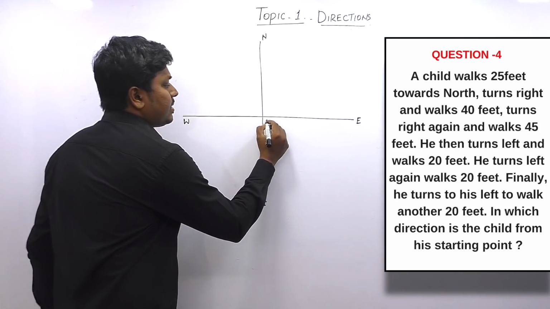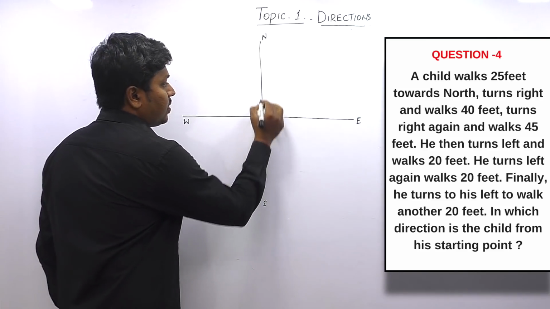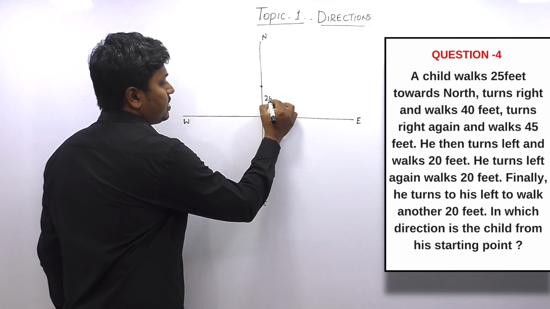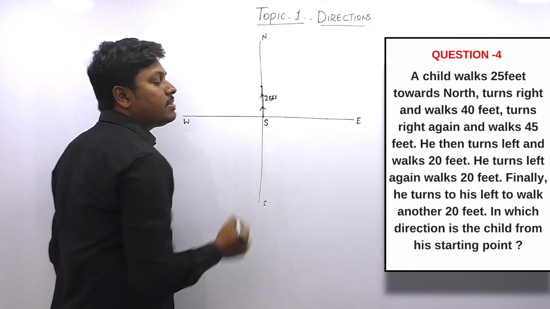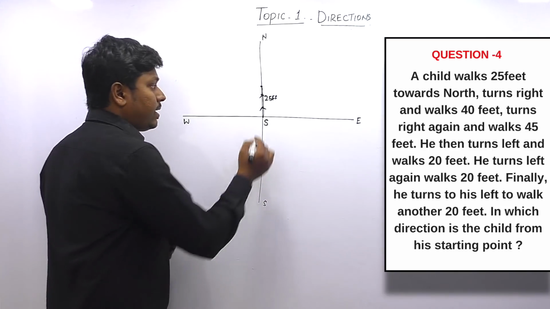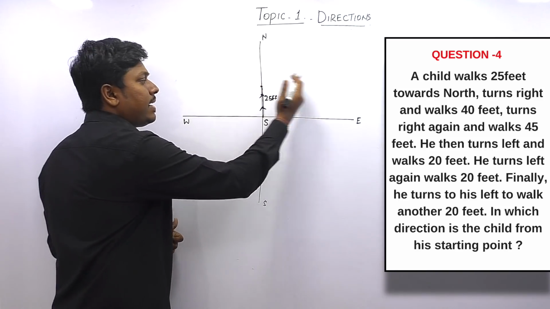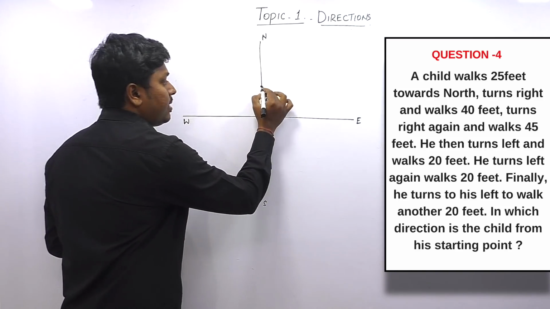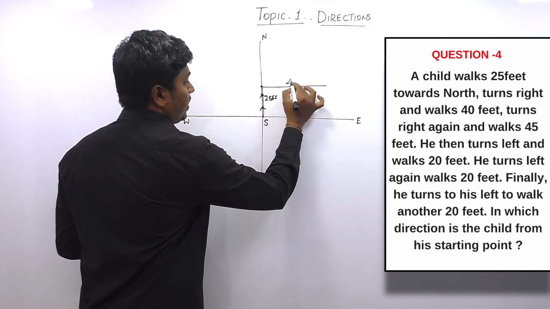So let me fix this as the starting point. From here, a child is walking 25 feet towards north. So let me assume this is 25 feet towards north. So the child will be walking in this direction. Then turns towards right and walks 40 feet. So from this point, if the child is walking in the direction of north, then the right hand side will be this side. So from here, the child is turning right and walking 40 feet. So 40 feet.